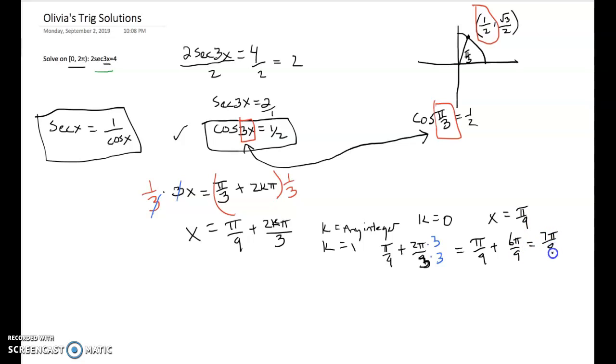Now that is before 2 pi. It says give all the answers between 0 and 2 pi, and I am still between 0 and 2 pi.